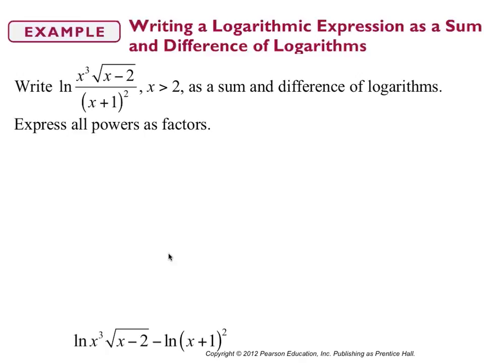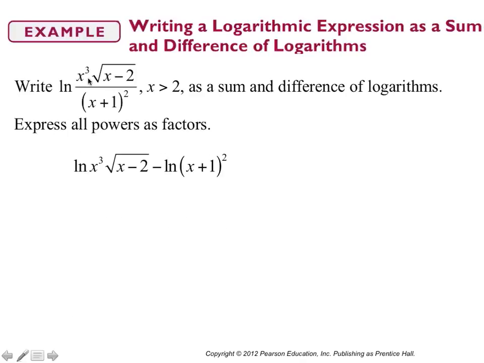Okay, here's a particularly nasty looking one, except with natural log, which makes no difference in terms of how we solve it. So the first thing we see is this big division problem. Anytime you see division, you want to split that part up first. So what we have here is ln of x cubed times the square root of x minus 2. That was our numerator. And then we subtract whatever was in our denominator, again with the natural log or log, whatever it may be, attached. So we have minus ln of x plus 1 squared.